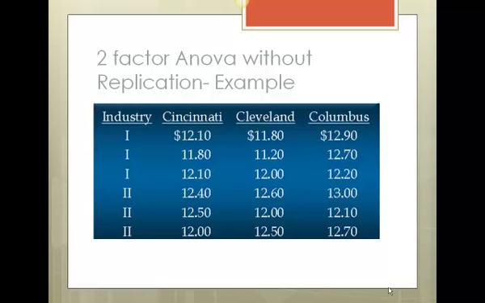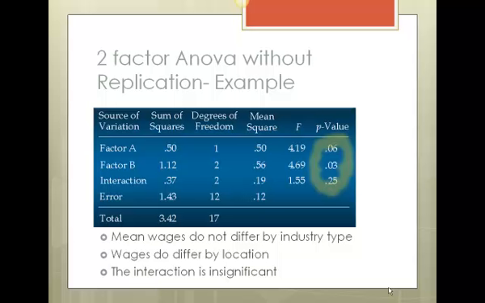So to test this, I would go into Data, Data Analysis, and select 2-factor ANOVA without replication. And here you can see my resulting p-values that it spits out. So again, I'm going to follow my same basic logic. If my p-value is less than 0.05, I reject H0. If my p-value is greater than 0.05, I do not reject H0. So I would not reject H0 for the interaction term and factor A.